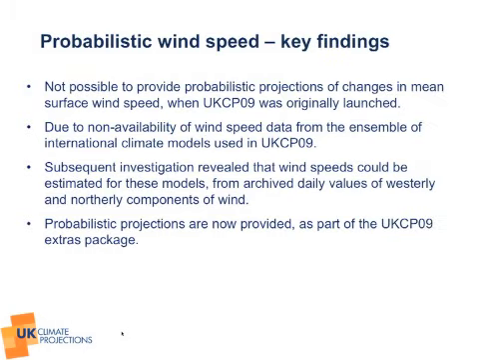As I explained earlier, when UKCP09 first launched, it wasn't possible to provide probabilistic projections of changes for certain variables such as wind speed, because wind wasn't available from other global climate models. However, it was found that the monthly mean wind speeds from the ensemble of other climate models could be estimated by accumulating values of wind speed calculated from the daily means of the westerly and northerly components of wind. Probabilistic projections of wind speed are now provided as part of the 09 extras.